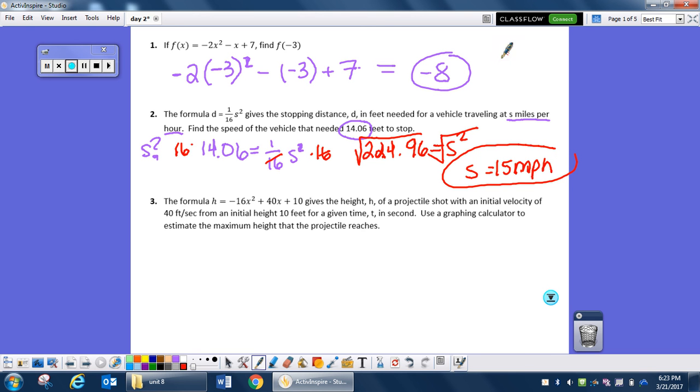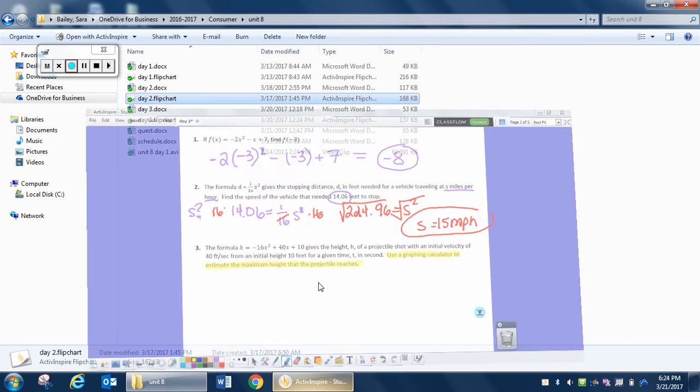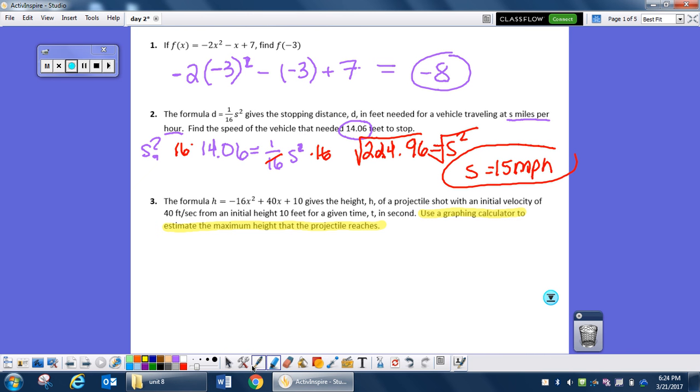All right, number 3, you have a formula for the height of a projectile shot with an initial velocity of 40 feet per second and initial height. So here's how you know to use your calculator, because it says use a graphing calculator to estimate the maximum height that the projectile reaches. Okay, so this means we are going to find the maximum on our calculator of this function. Okay, so you need to go to your calculator.